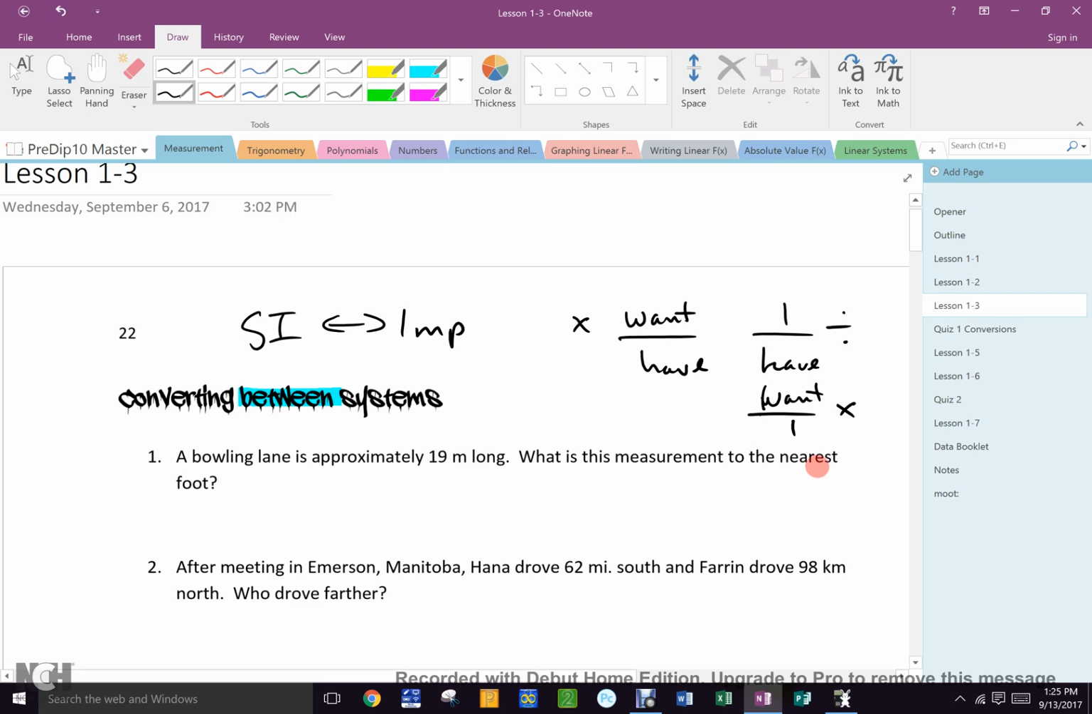So let's look at this very first one. 19 meters long. I want to measure it to the nearest foot. So what do I have? I've got 19 meters. What do I want? Feet over meters. Where do I find the numbers? I go to my chart.